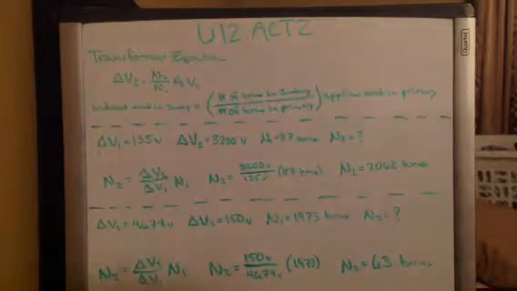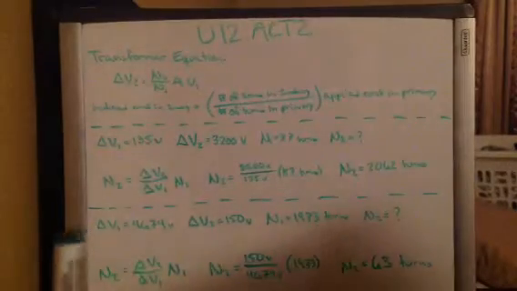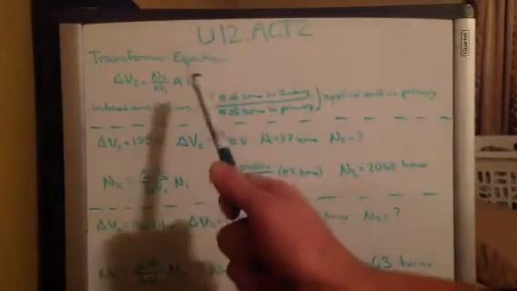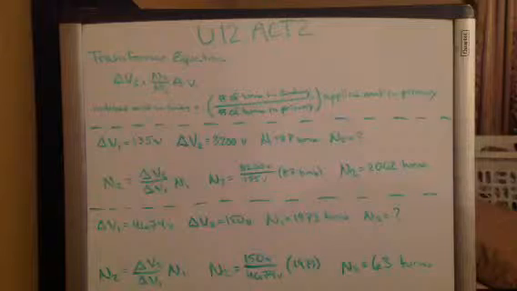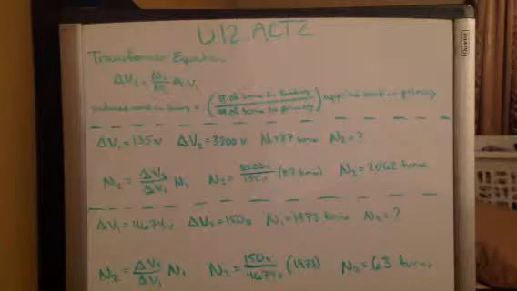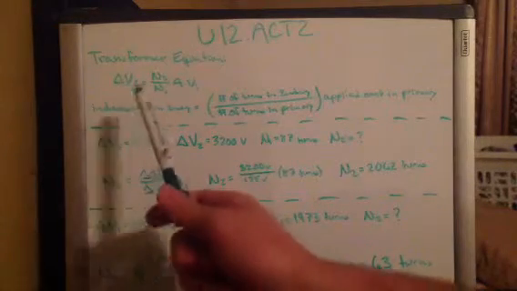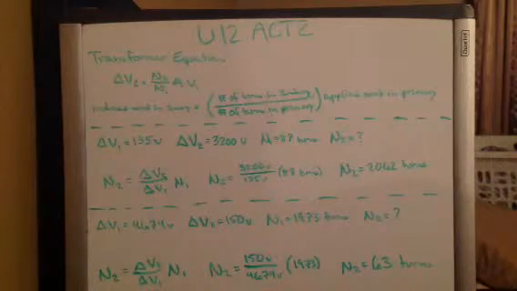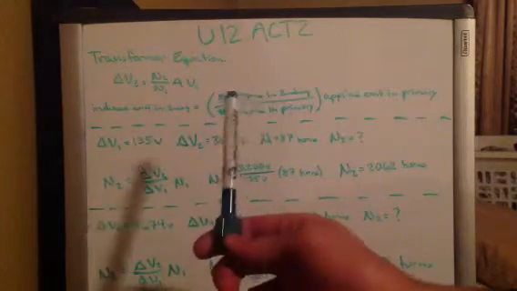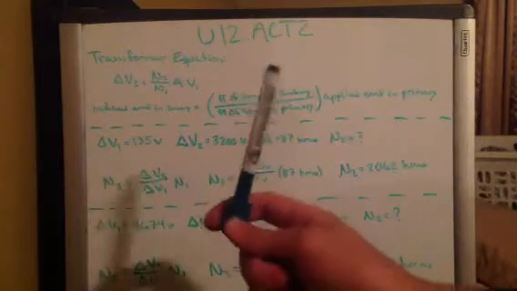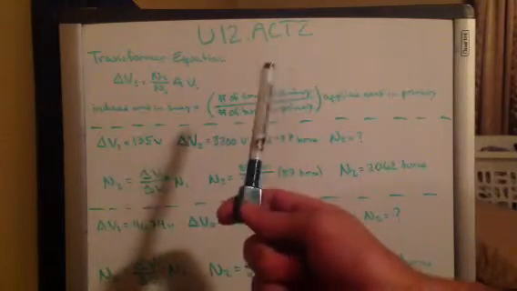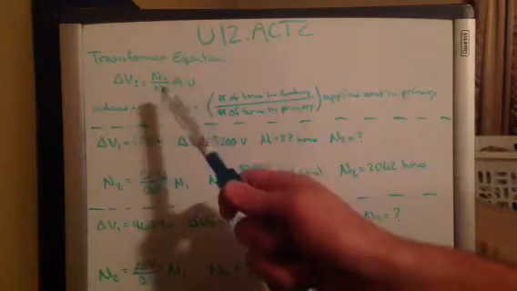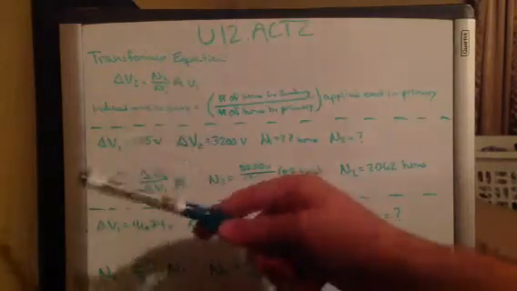So, the transformer equation is shown here. Induced EMF in the secondary equals number of turns in the secondary over number of turns in the primary times applied EMF in the primary. All shown here.